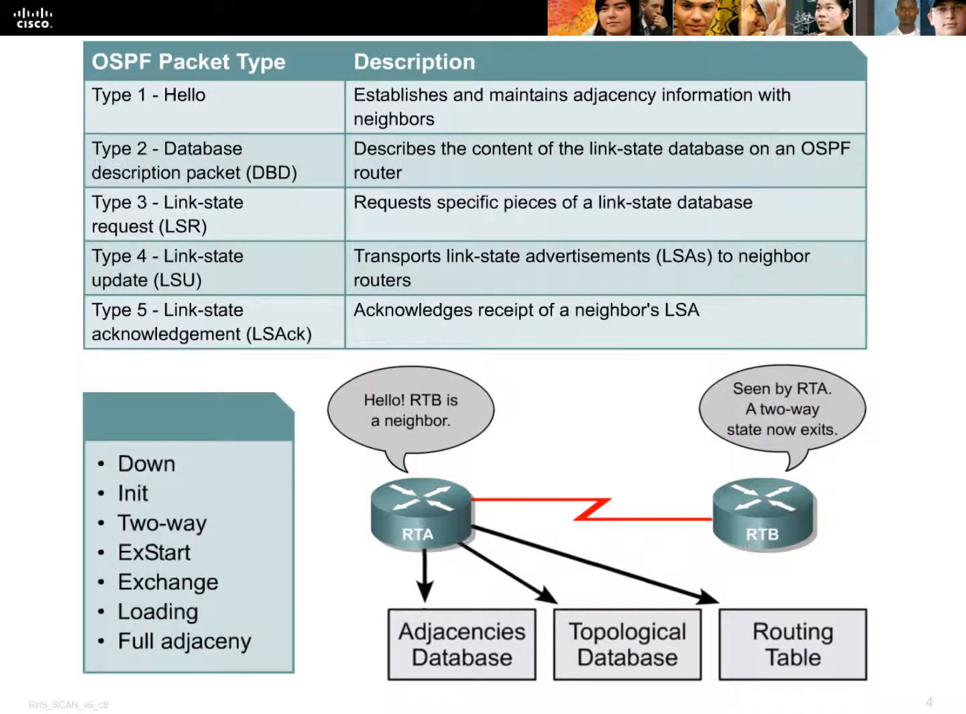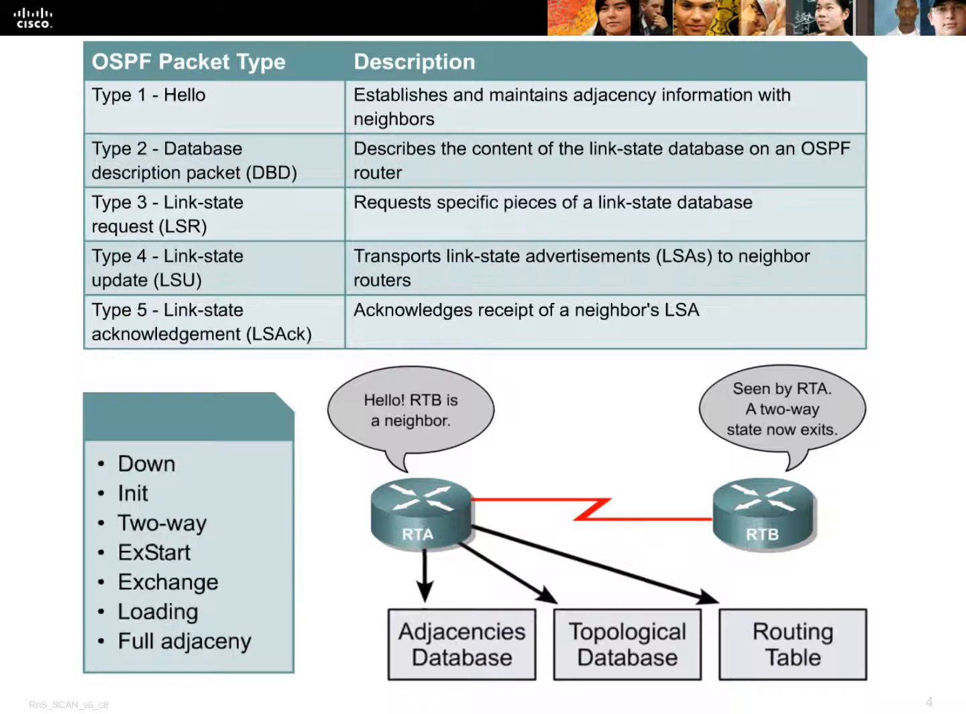There are 5 main packet types: hellos, database descriptors, link state requests, link state updates, and link state acknowledgements. Very similar to EIGRP, where you've got hellos and you've got requests, which are like queries, updates, and those need to be acknowledged to make sure that they get to the right place.